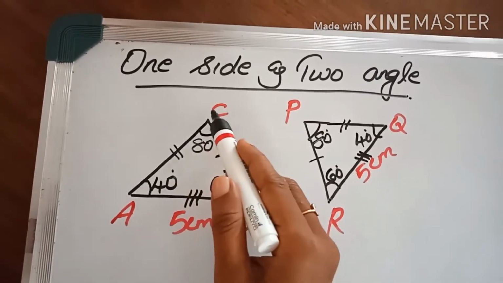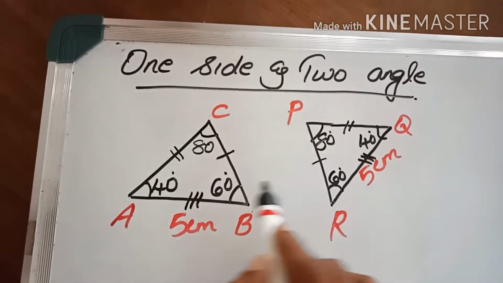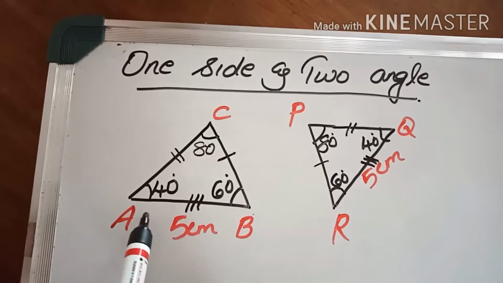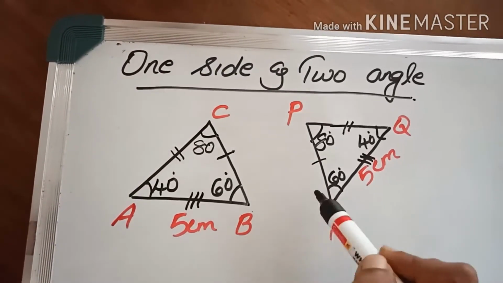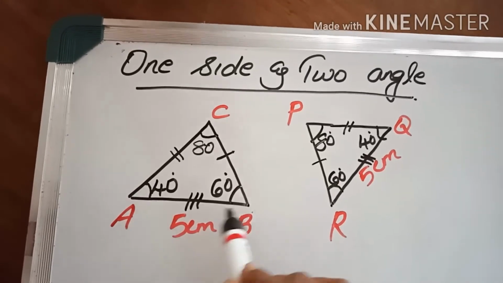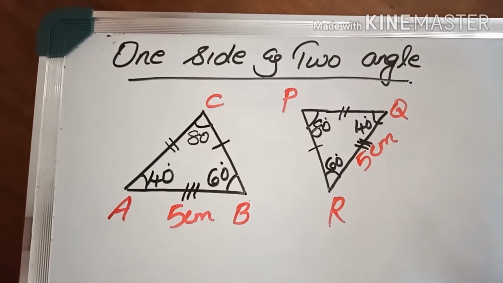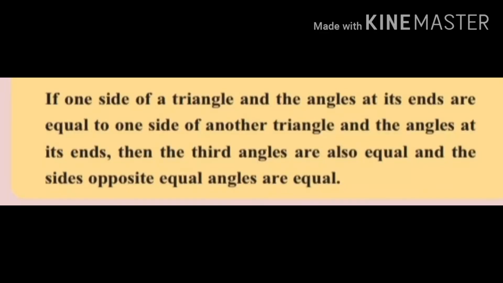If this is 40 degree and this is 60 degree, we can't say it is equal. The two angles must be at the end of the equal side, 5 centimeter, 5 centimeter. That side's two end angles must be the same. Then only we can apply this concept. So this is the concept.